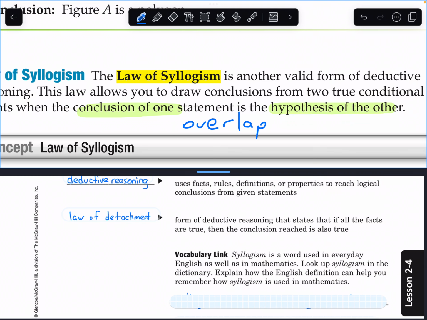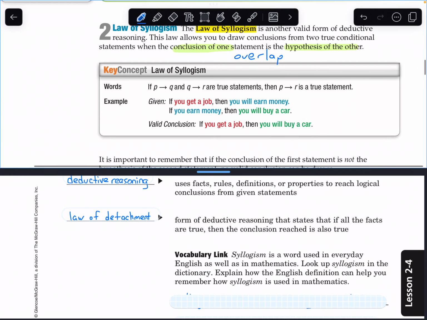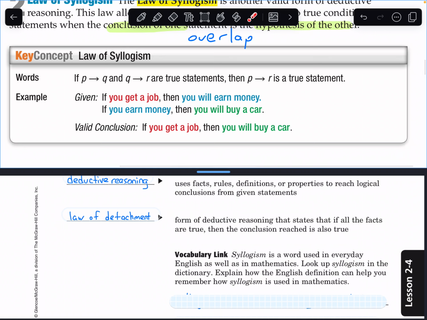We want to see the overlap. So symbolically here, if P implies Q and Q implies R are both true statements, then P implies R is a true statement. Take a look at the example.